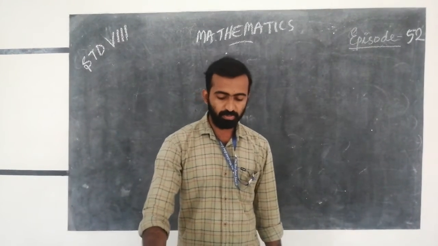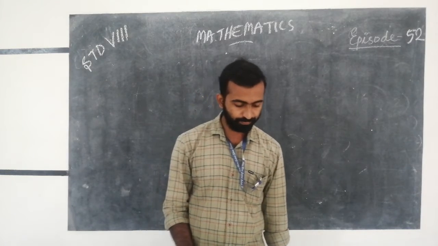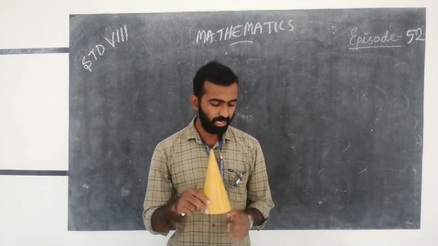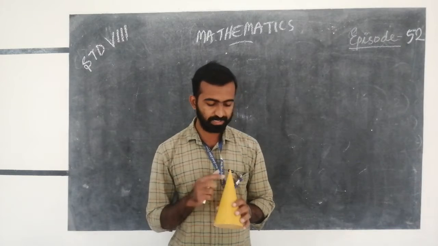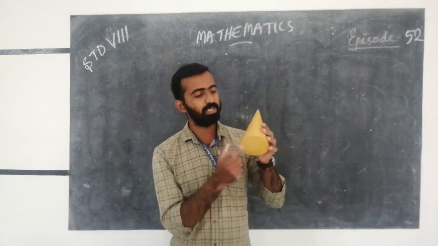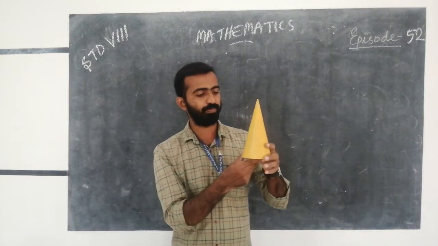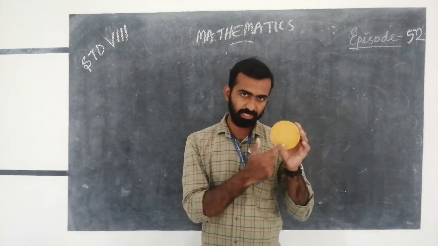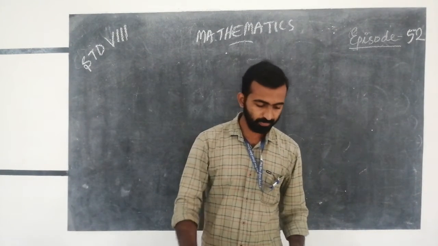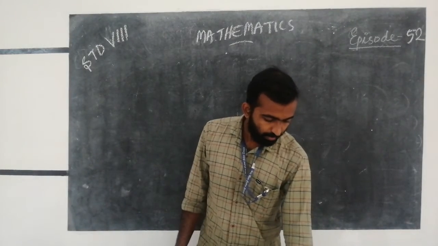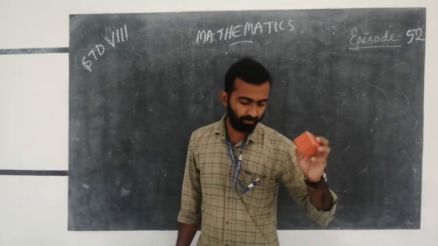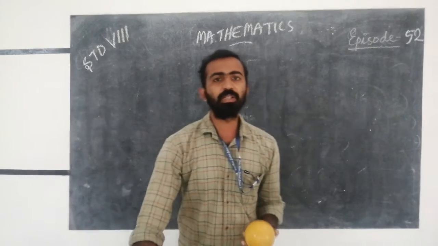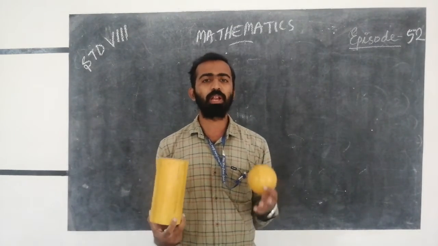In your textbook there are some cones. This is a cone, and this is the base and this is the lateral surface. That is, this one is a polyhedron, but cone, circle, sphere and cylinder are not polyhedrons.